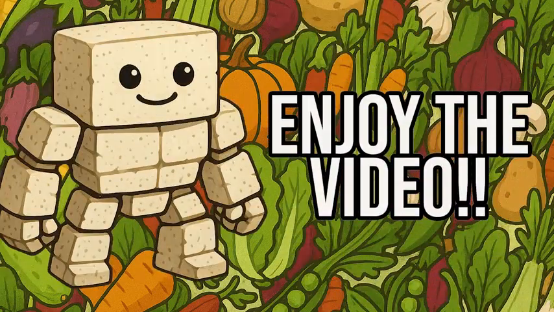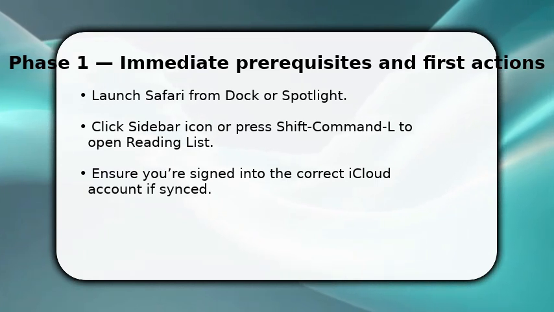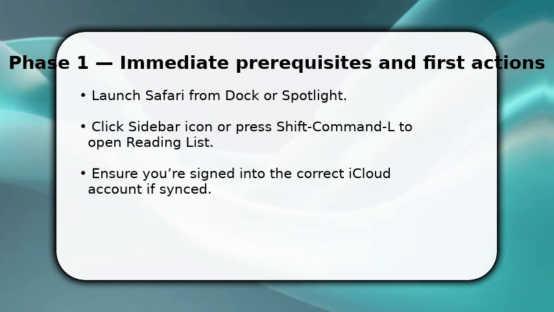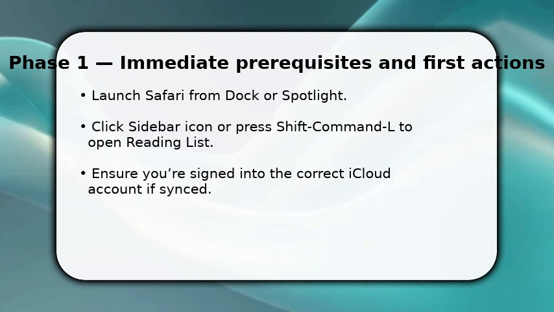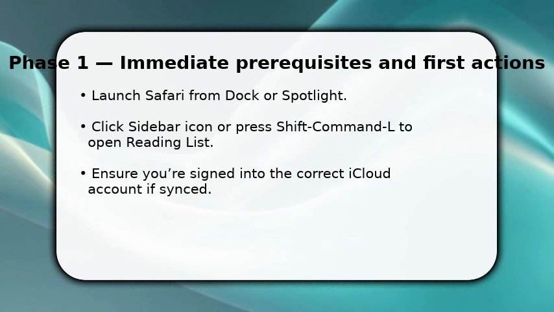Please enjoy the video. You start in Safari, open it now and show the sidebar. Click the sidebar icon or press Shift-Command-L. Once visible, choose the Reading List tab marked by the glasses icon. This lists saved pages. Make sure you're in the right iCloud profile if items sync across devices.